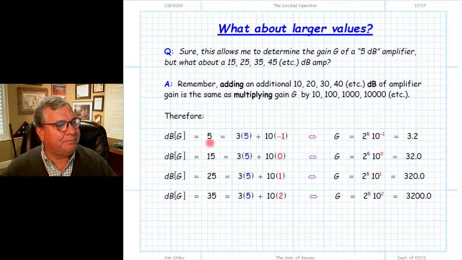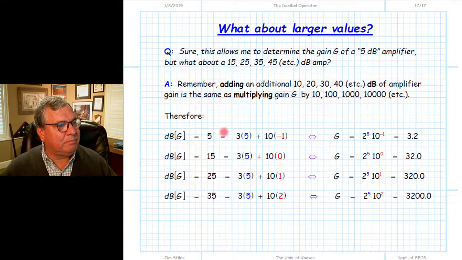If we have 5, we know that results in a gain of 3.2. If we have 15, we could recognize that, for 5, we had 15 minus 10. And now for 15, we have 15 plus 0. And that will result in a gain of 32. For 25, now, instead of 10 times 0, we have 10 times 1 here, 15 plus 10, or 25, and that will give us a gain of 320. Likewise, 35 is 15 plus 10 times 2, and that will give us a gain of 3,200.